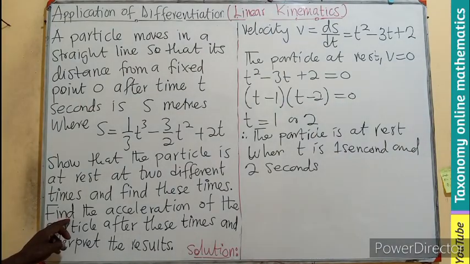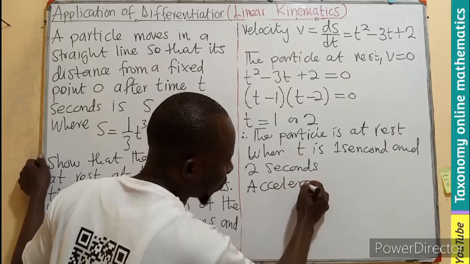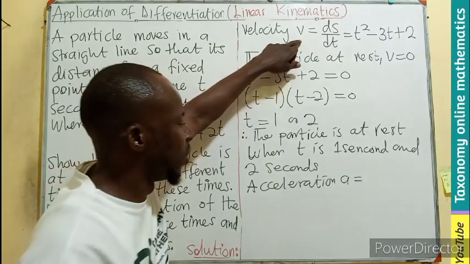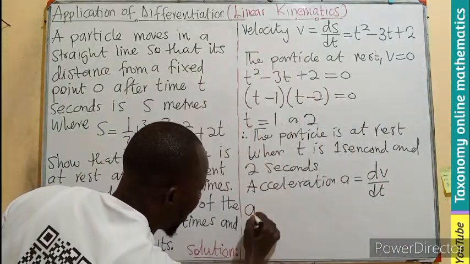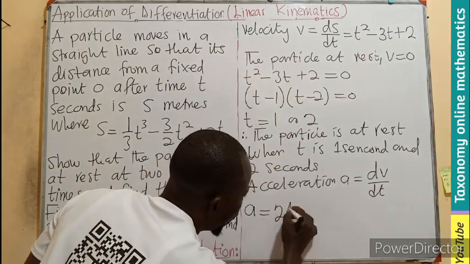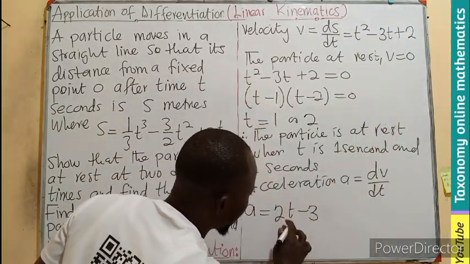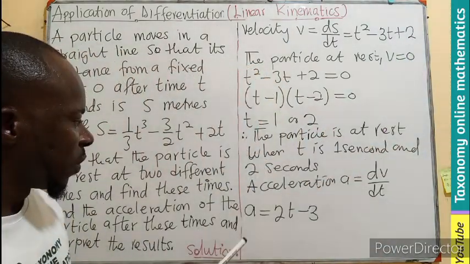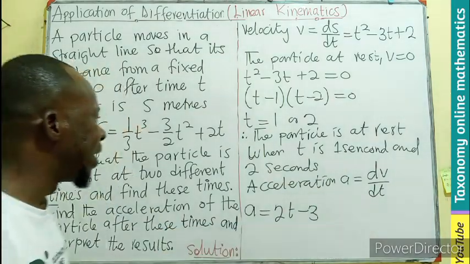So what do we need next? We are now going to find the acceleration. So we know our acceleration a is also going to be the differentiation of v with respect to t. That makes a equal to, 2 comes forward, 2t, you subtract 1, it is gone, minus 3. So that will be 2t minus 3. If we differentiate this, you get 0. So now we have our acceleration equal to 2t minus 3.